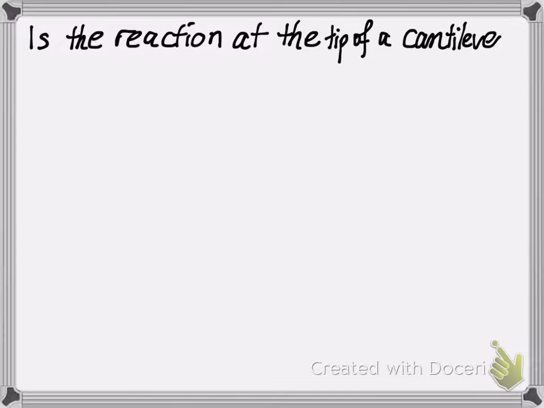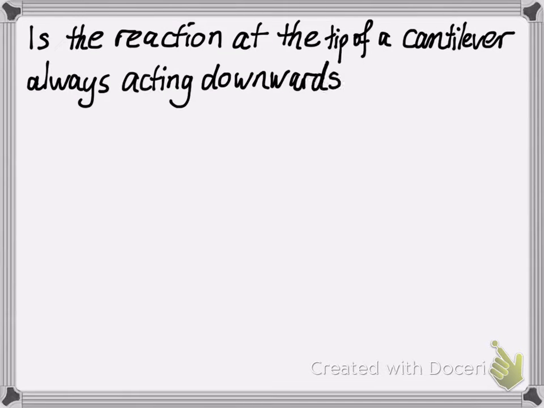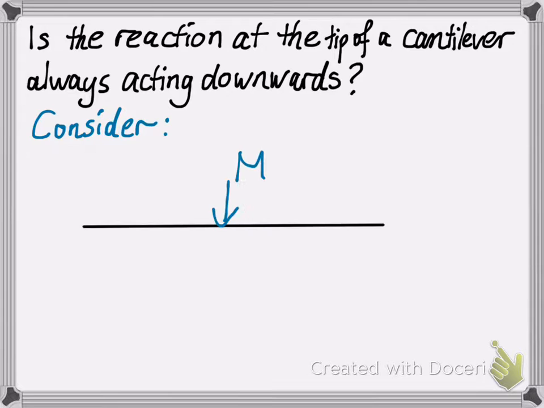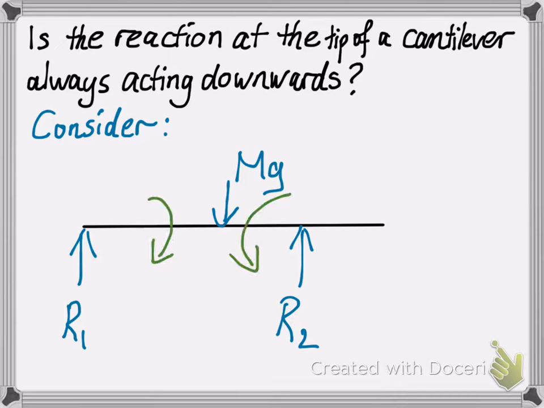But is the reaction force at the tip of a cantilever always acting downwards? So the short answer is no, and we shouldn't generalize this case. So let's consider the following free body diagram. Now we have the weight of the plank going in between the two reaction forces, or the two supports. And if you draw arrows for the torque of big mg around point 1 or point 2, it's always acting in between the two.